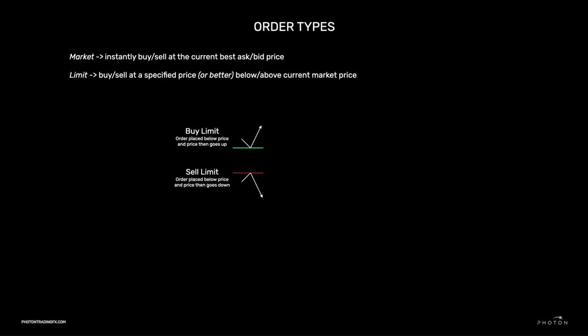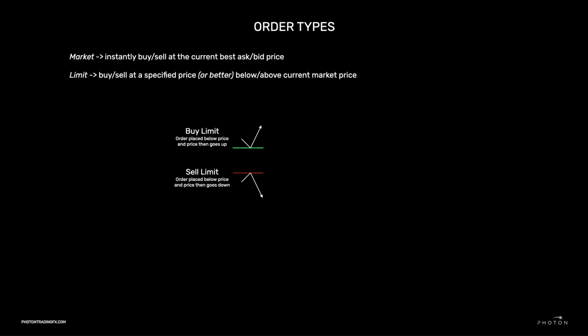It will then hopefully tag you into the trade, and then hopefully price will continue going up in the original direction. So a sell limit is obviously the exact opposite, where you place your order above the current market price. You hope that price will come up to your order, tag you in, and then reverse back down in your favor.